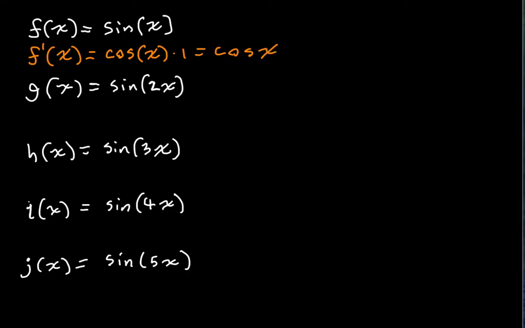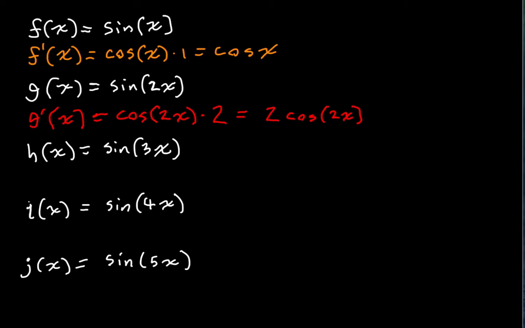All right. What's g prime of x? Let's do g prime of x. G prime of x, on the other hand, is going to be equal to, well, what's the derivative of the outer function with respect to the inner function? Well, that's cosine of 2x times the derivative of the inner function with respect to x. So times 2. It's going to be equal to 2 cosine of 2x. And you probably recognize that from the last video.